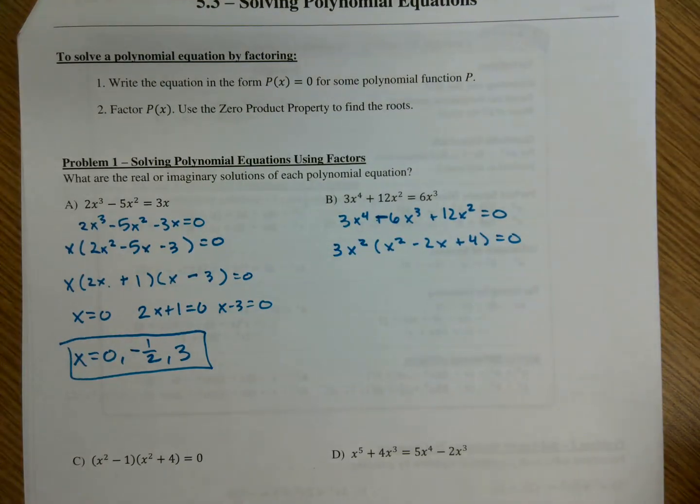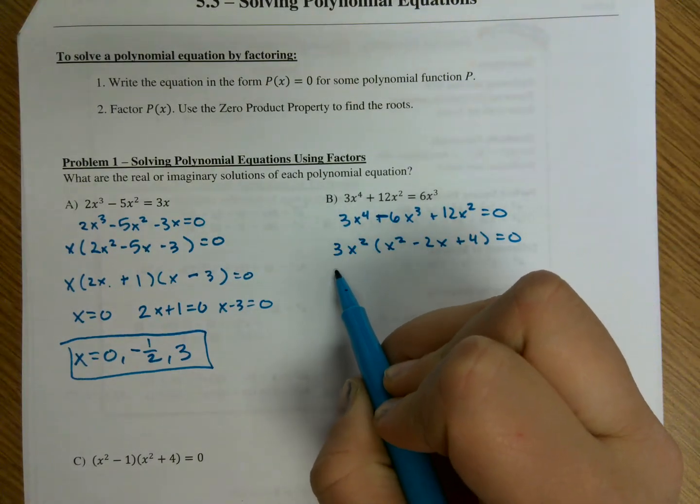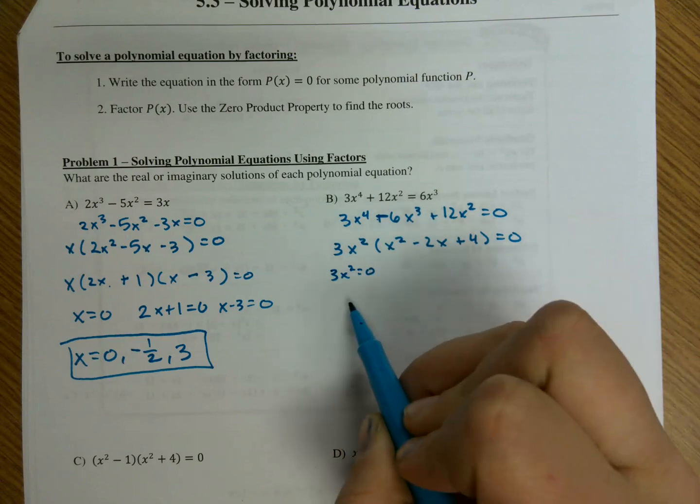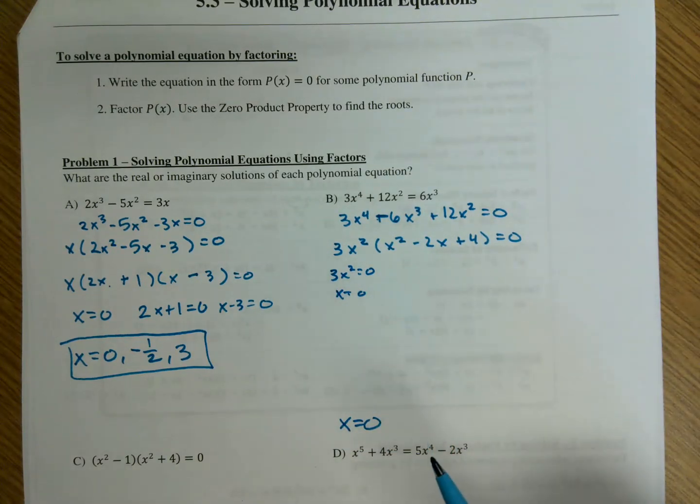You might have been like, Ms. Rickman, I can't do this. So here's the thing. This is an answer. If I set this equal to 0 and solved, I would get that x is equal to 0. So I'm going to already write my answer down here for sure to remember that x is equal to 0.